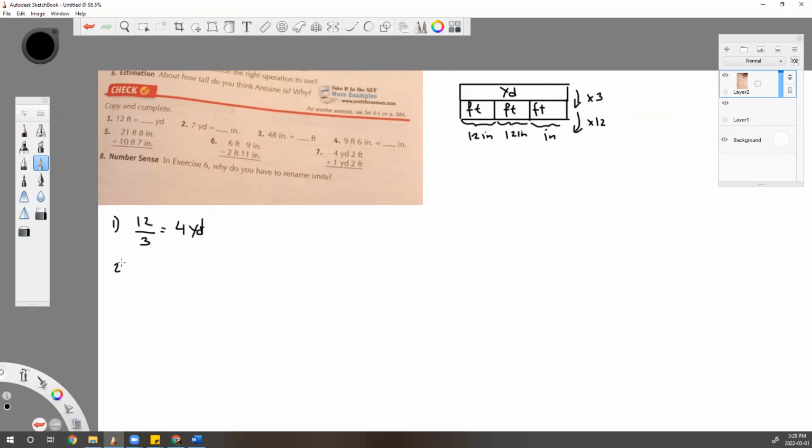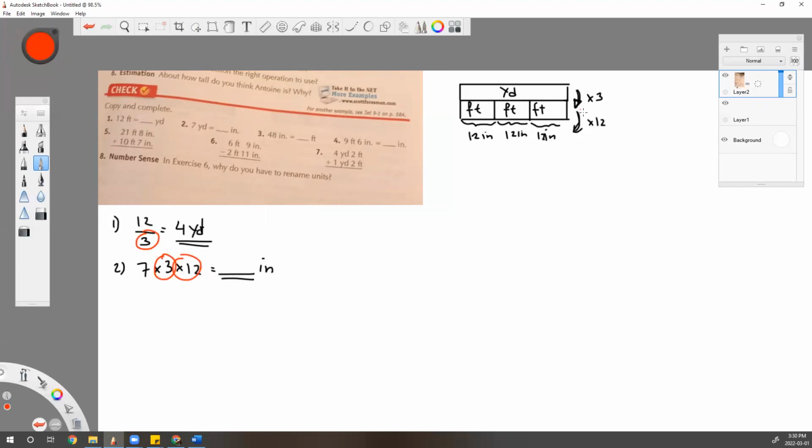Okay, now 7 yards, how many inches? Yard to inch. You multiply by 3 and multiply by 12. Very simple. Times 3 times 12, and you can get the answer. As easy as that. First things first, you know how to do this, right? From yard to feet, you multiply by 3. From feet to inch, you multiply by 12. So from yard to inch, what you need to do? Multiply by 3, multiply by 12, going down. This is the important feature.